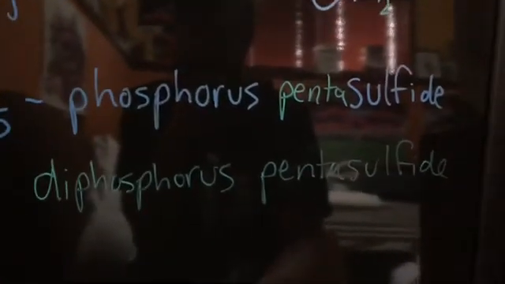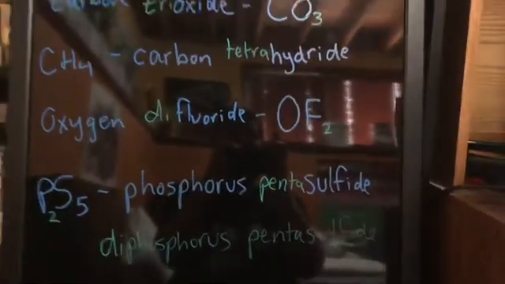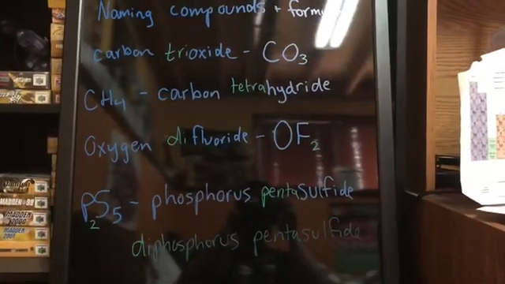Now I'm going to do some examples of ionic bonding names. Probably also going to be in this video, so let's take a look.